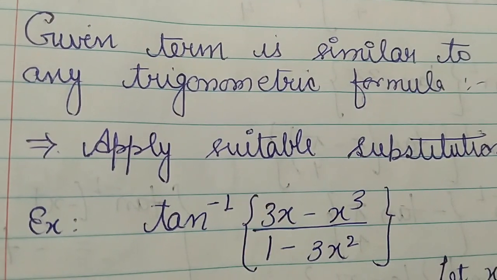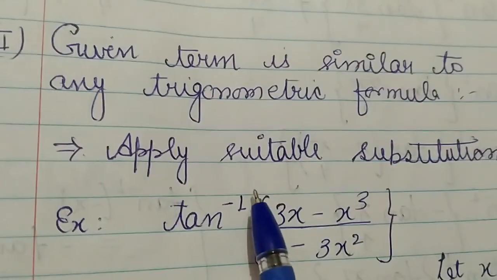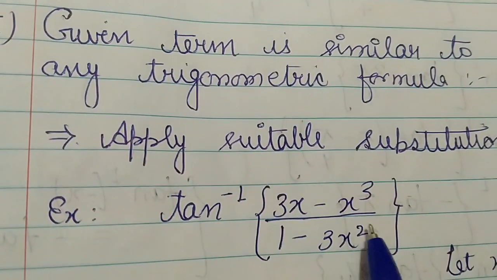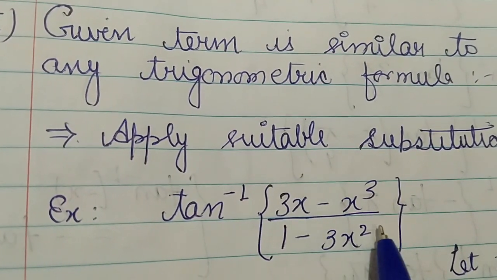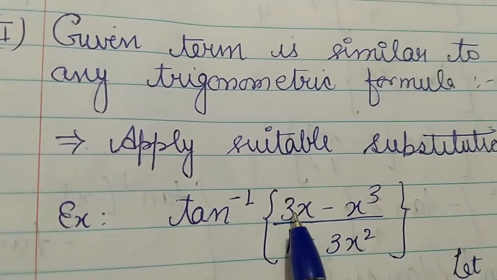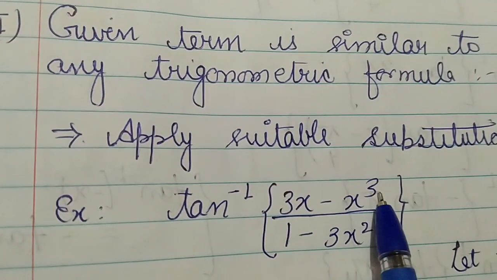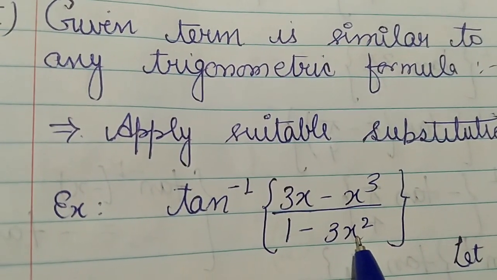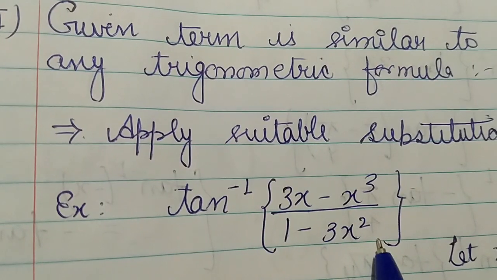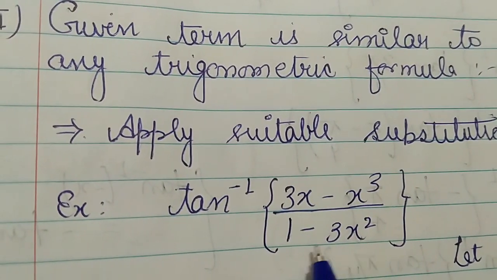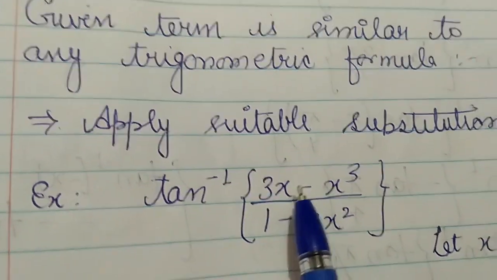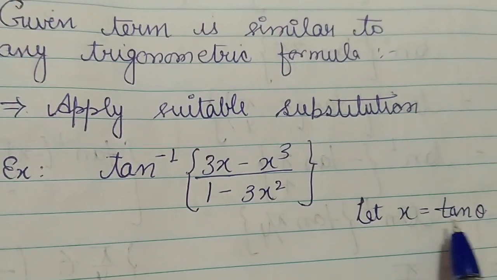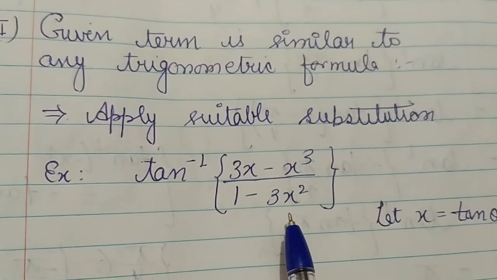This term does not contain the sign of square root, but if we observe this term, then it is in the form of (3 tan theta minus tan cube theta) upon (1 minus 3 tan square theta). That means this term can be easily converted into the formula of tan 3 theta if we apply x equals tan theta. This is the second method.